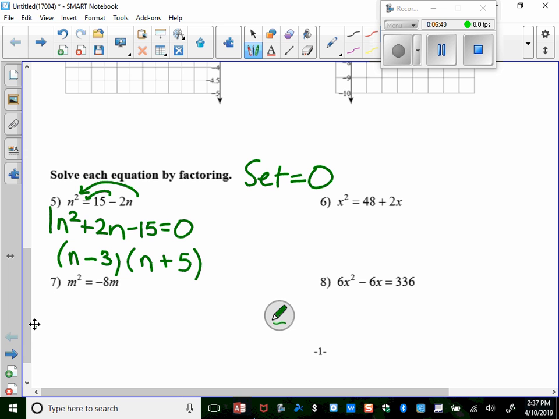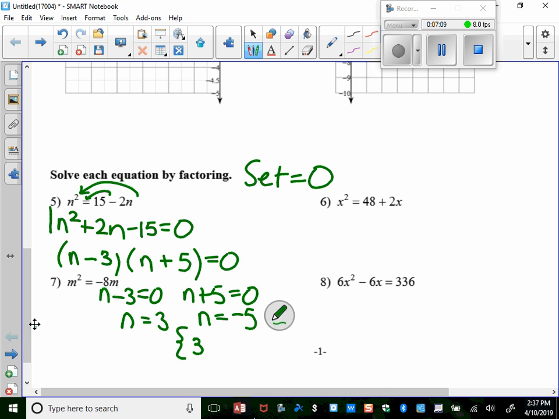Set it equal to 0. So I'm going to say n minus 3 equals 0, n plus 5 equals 0, and then solve for n. So n, when I add it, will be positive 3. When I subtract it, that is, -5. And then you use set brackets. Okay?